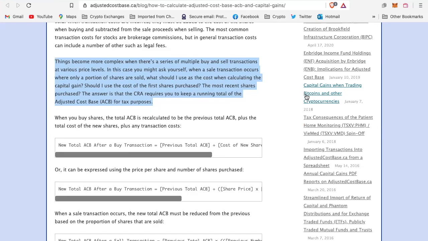The answer is that the CRA requires you to keep a running total of the adjusted cost base for tax purposes. After I discovered this information, I had to go back to my spreadsheets and make changes to my adjusted cost base to fall more in line with what is expected by the CRA.